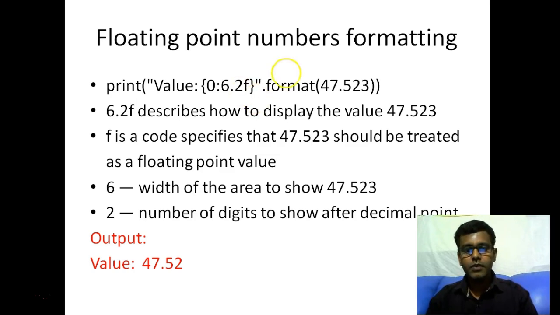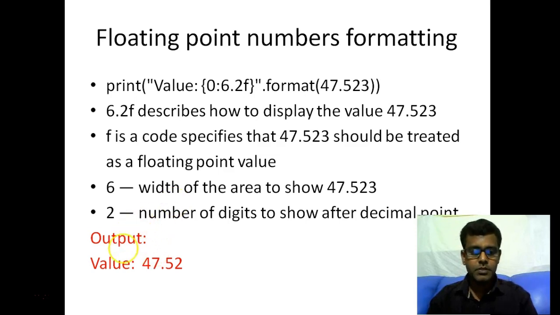So the value I am going to supply for printing is 47.523. The total space allotted for printing is 6. So for 47.523, it will take 6 locations, but the number of digits after the decimal point that we are going to print is only 2. So only 0.52 gets printed, then the dot will take 1 position, then 47 will take 2 more positions.